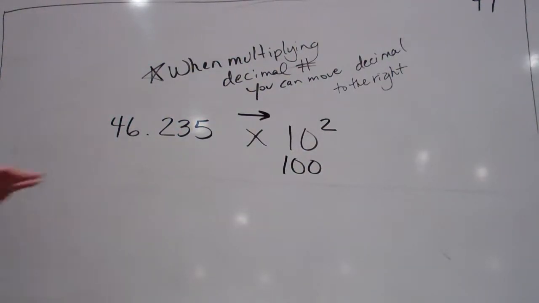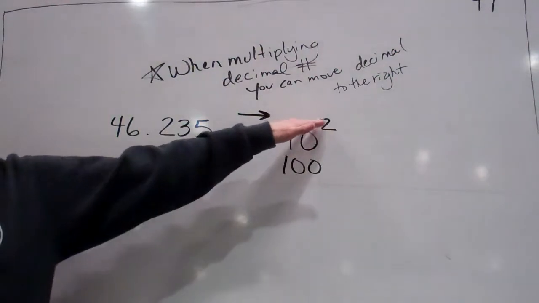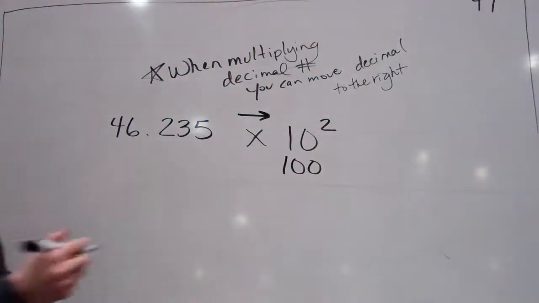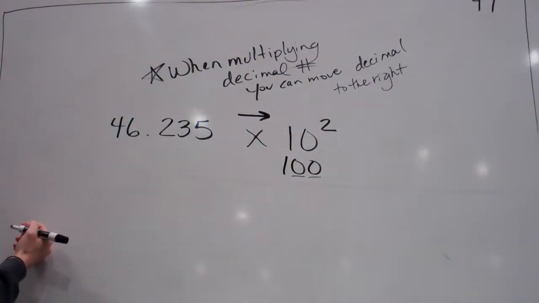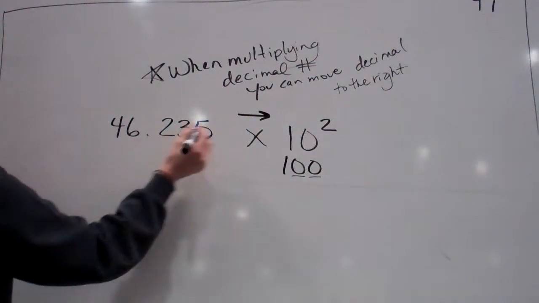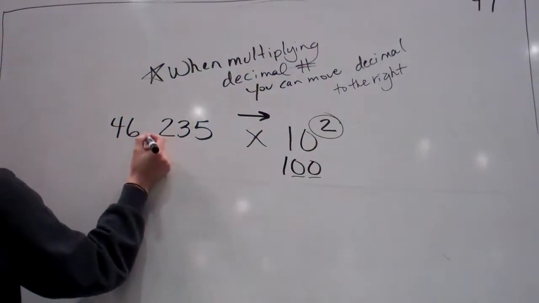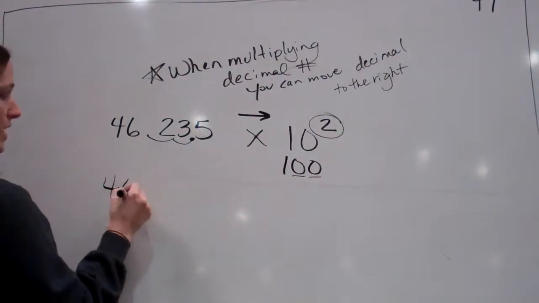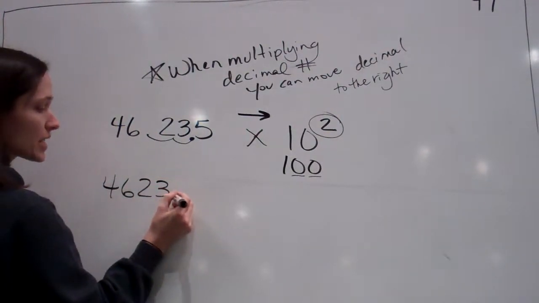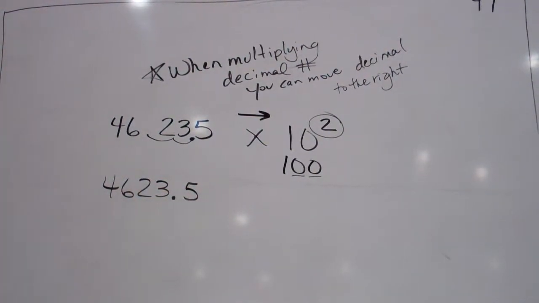Okay? So if I was multiplying by 10 to the second power, that's actually 100. So I'm going to be moving my decimal how many places to the right? 2. Okay? I just look at this, and that means I'm going to move it 2. 1, 2. So my new number becomes 4623 decimal place 5.